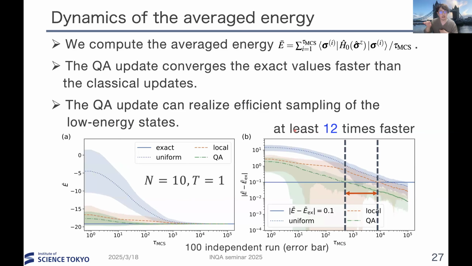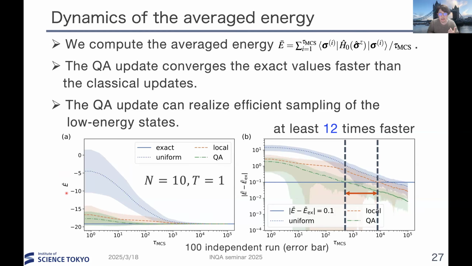So next, let's move on to the dynamical result. We compute the average energy by simulating the Markov chain and computing this average energy like this.